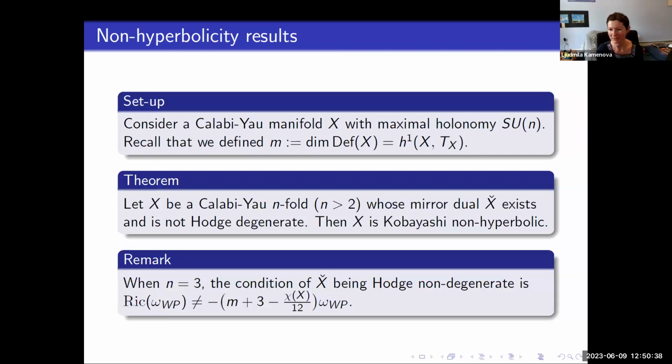Let me finish by saying that this is our theorem. Assume you have a Calabi-Yau n-fold whose mirror dual exists and is not Hodge degenerate, so that ∂∂̄ of log t is not zero. Then X is Kobayashi non-hyperbolic. And when n is equal to 3, this condition of being Hodge non-degenerate is a Kähler-Einstein condition expressed in this way. I think I'm out of time, so I'll stop here.